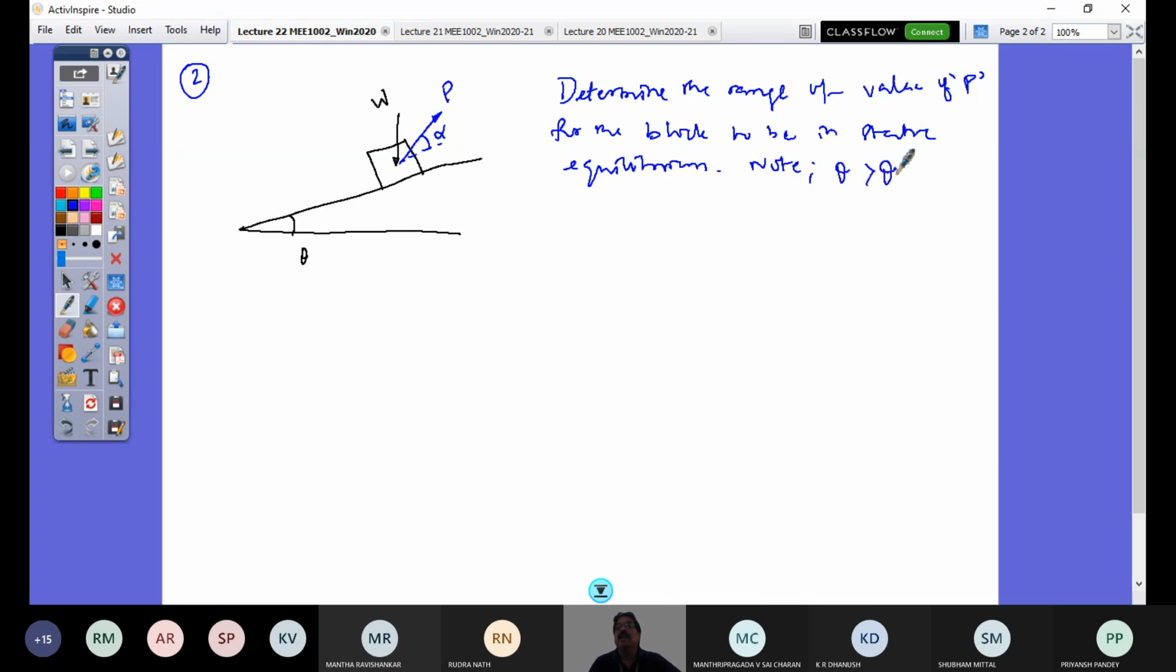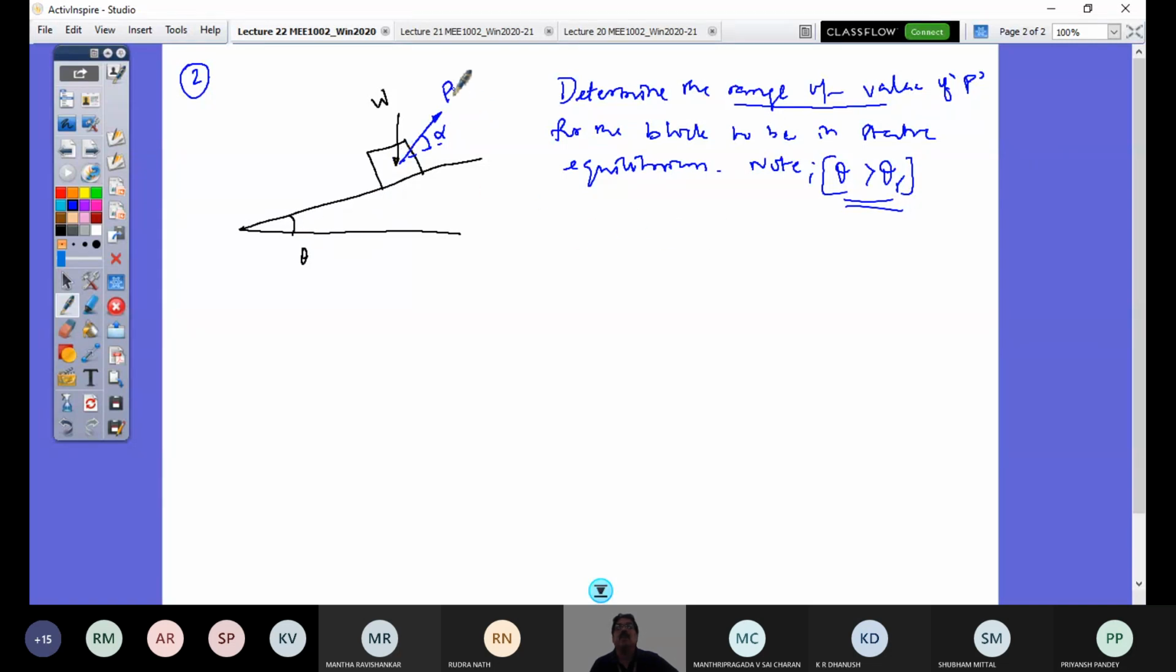Note, theta is greater than theta r. It was given. That is why you should have that in mind. In case theta is less than theta r, the block will be staying there only, and then you would not ask for the range of value. The range of value is asked here because the slope theta I have drawn is already greater than the angle of repose.